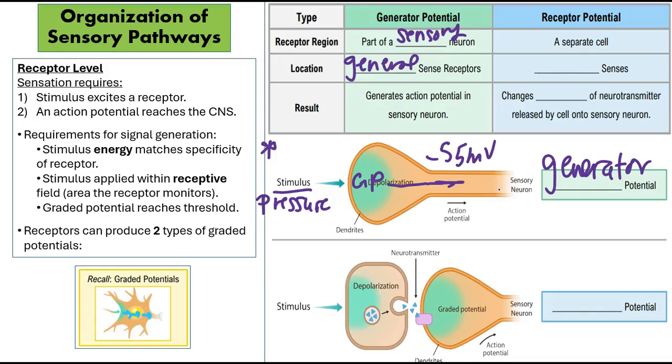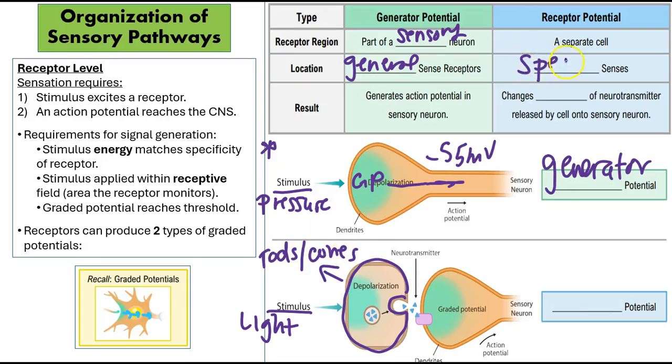Now, let's go ahead and talk about the receptor potential, the other one. As you can see, we have a stimulus here. Let's say that stimulus is light. Light's going to hit a separate cell here. So we're not going straight from stimulus to the sensory neuron. We have a separate cell in between. And that separate cell, for example, for light, is going to be our rods and cones in our eyes. So if you're automatically thinking of the eyes, then we know it has to be special senses. And the special senses have separate cells.